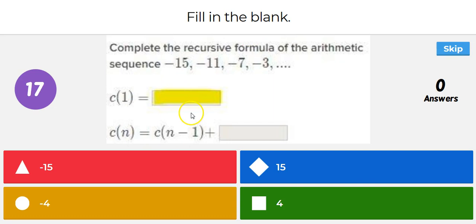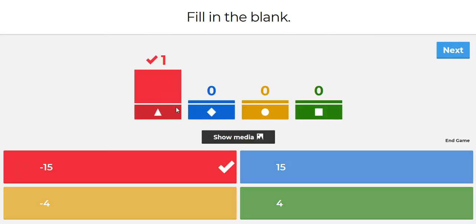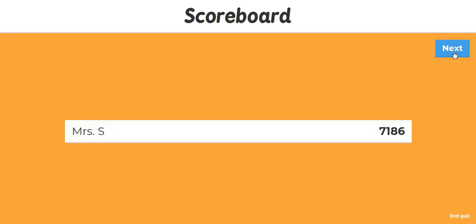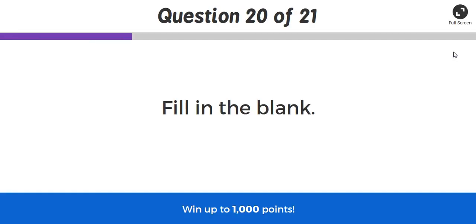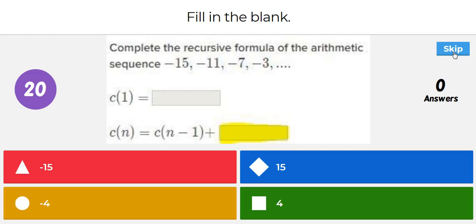This is directly from Khan Academy. These recursive formulas, you always have to say, what's the first number? And then what are we doing each time? So here we would just put that negative 15. And then what are we doing each time? Well, negative 15 to negative 11. It looks like it's getting bigger by the same amount each time.